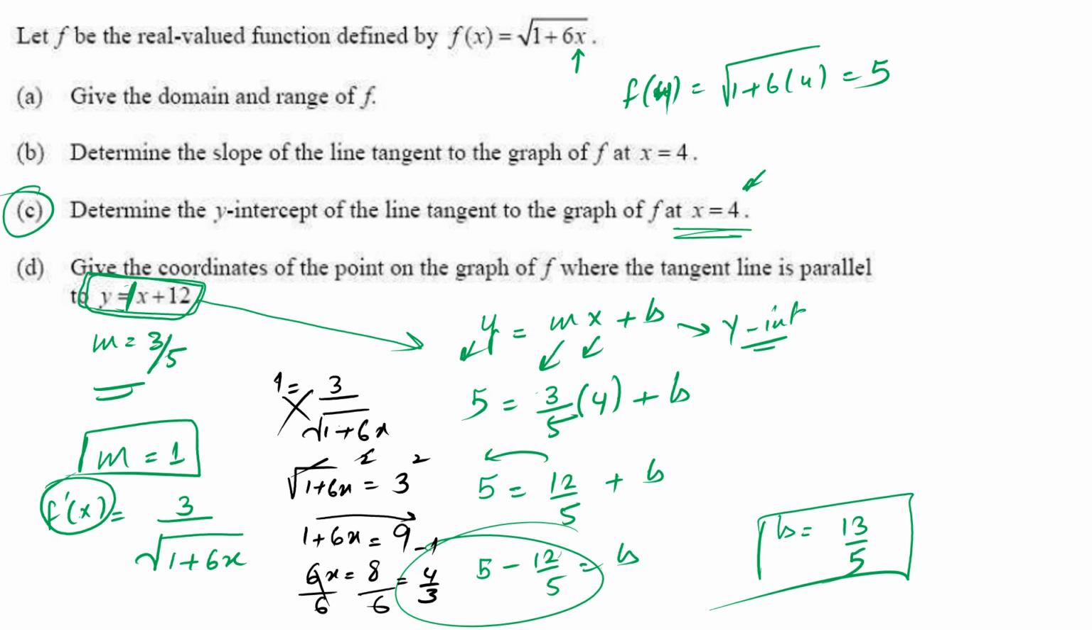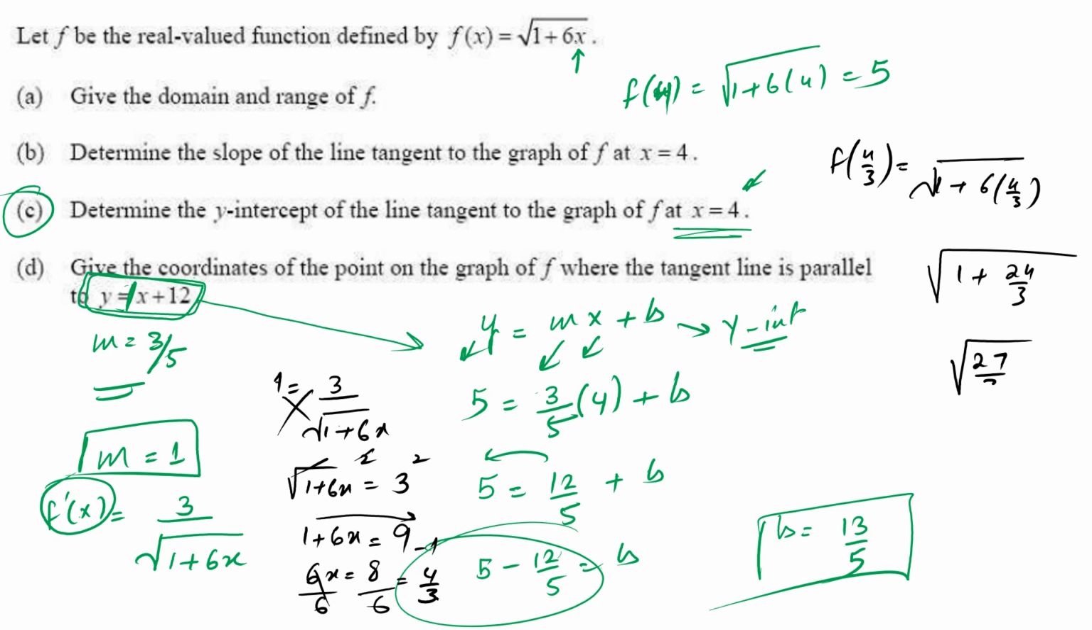Now this is my x value. In order to find the y value, I will put my 4 over 3 in my actual equation, because the y value I can find only when I put it in my actual equation. So replace: square root of 1 plus 6 times 4 over 3. It will give me f of 4 over 3, right? And solve it. So 1 plus 24 by 3, so 1 plus 8, that gives me 9, so the answer will be 3.